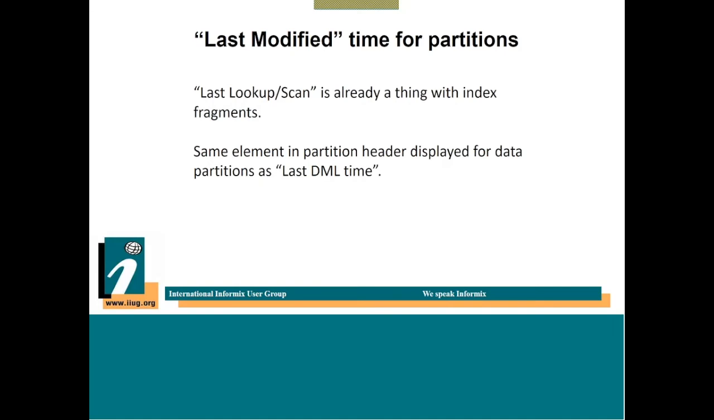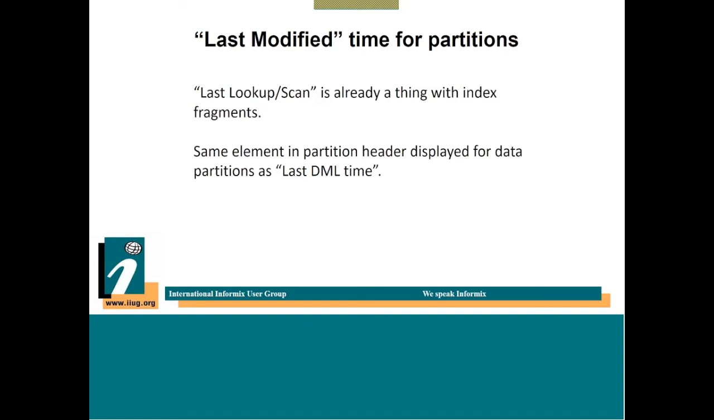So this one was coded by Amol, who was another relatively new kernel engineer in Pune. For a while, since early 14.10, we've had this last lookup scan value in onCheck -pt for index partitions. It was helpful if you wanted to see whether your indexes were being used at all. If you never scanned from an index, and you ran onCheck -pt on the table or on the index partition itself, you'd see that the last lookup scan was either a long time ago or there was nothing there. And you could potentially remove the index or redesign it or whatever.